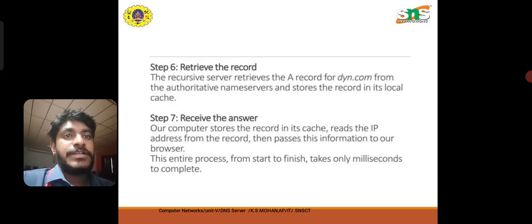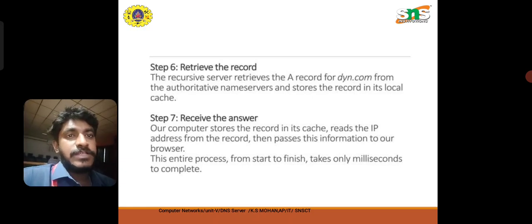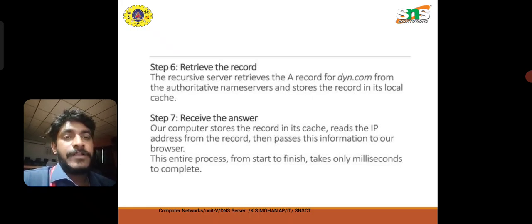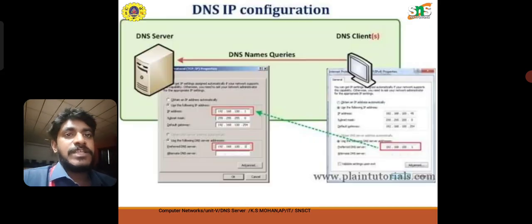In retrieving the record, in step 6 the server retrieves a record from the authoritative name server and stores the record in its local cache. Then we receive the answer. Our computer stores the record in its cache, reads the IP address from the record, and passes the information to our browser. The entire process from start to finish takes only milliseconds to complete. So these are the 7 steps.